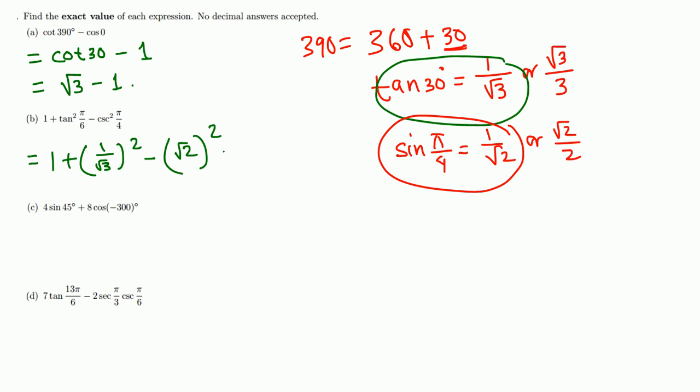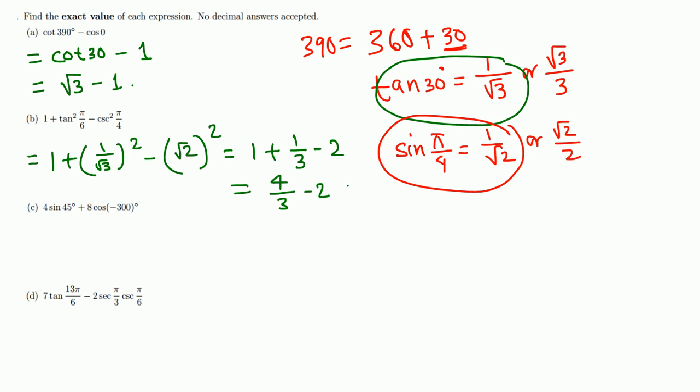Now let's simplify further. This is 1 plus 1 over root 3 squared. 1 squared is 1, root 3 squared is 3. So this is 1/3, minus root 2 squared. The square and square root cancel, just 2. Now we combine these fractions. 1 plus 1/3, that's 4/3. 1 means 3/3 plus 1/3, 4/3 minus 2.